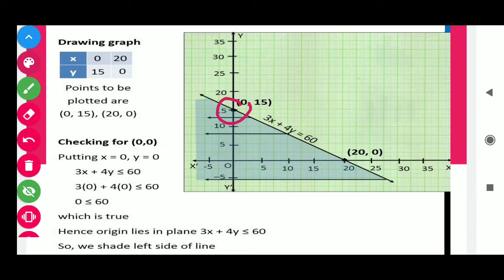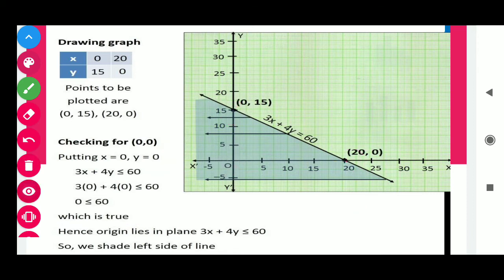So students, here next point is 20, 0. Now join these 2 points. In this way we make a line, 3x plus 4y is equals to 60. Now students, checking for origin, if we put 0, 0 in this inequality, we get 0 less than equals to 60. In this way, this gives the result true. So students, in this way, shade the region towards the origin.